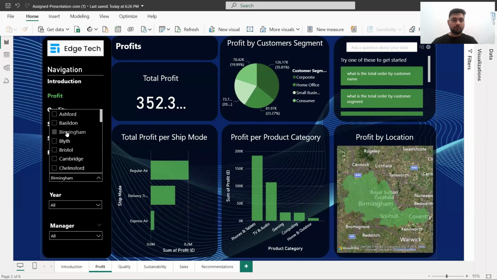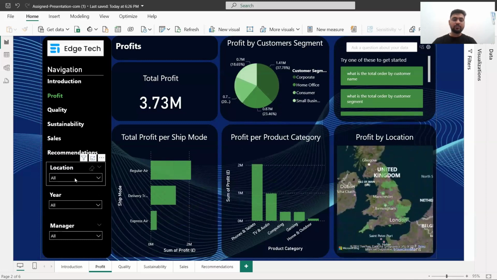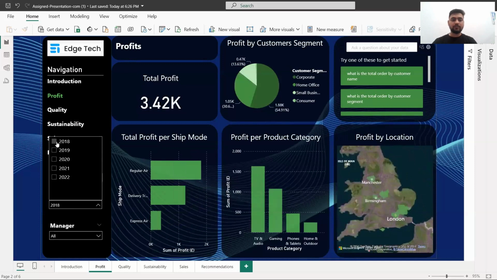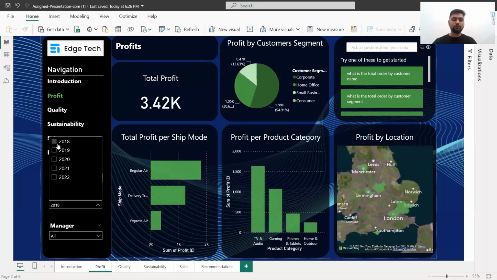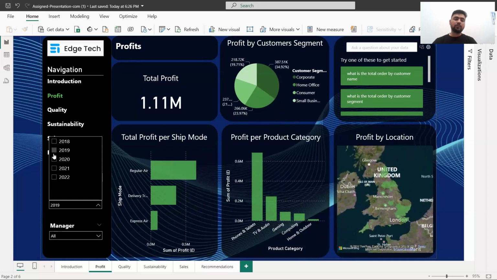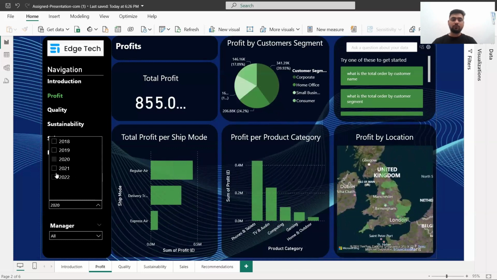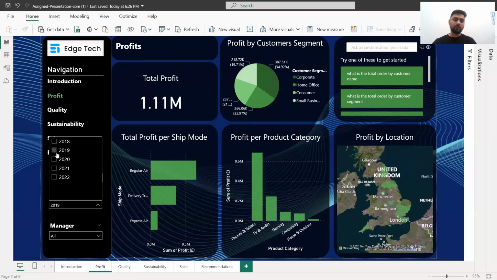Same as that, if you remove Birmingham, you can see the profit by year. Most of the profit, when you select the year 2018, we have the total profit of 3.42. If you select 2019, 2019 is 1.1 million. And same as 2020, our most profitable year for this company was 2019, which is 1.1 million. All others are not that profitable.